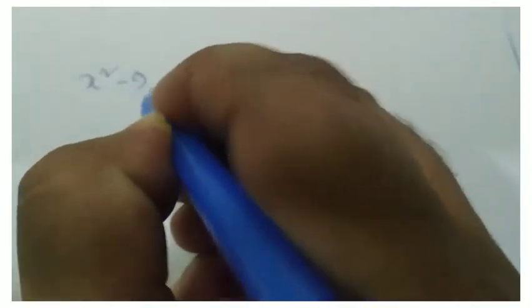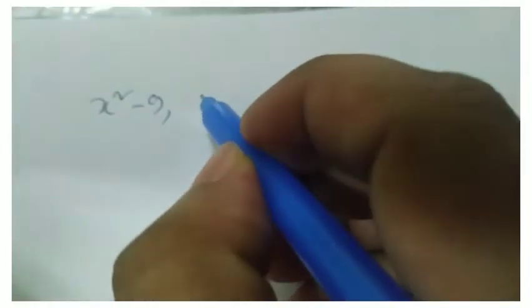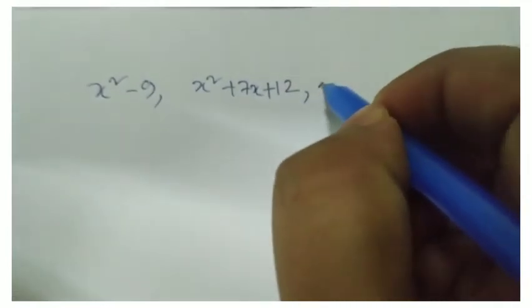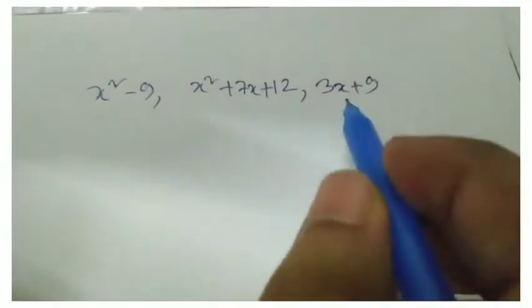So last class we learned how to find the HCF of single-term expressions, the ones that did not have a plus or minus in between. Today we are going to learn how to find the HCF of different algebraic expressions. Let's say we have a problem. I have three expressions: x square minus 9, then x square plus 7x plus 12, then 3x plus 9. I need to find the HCF.